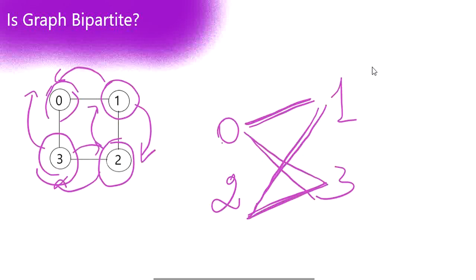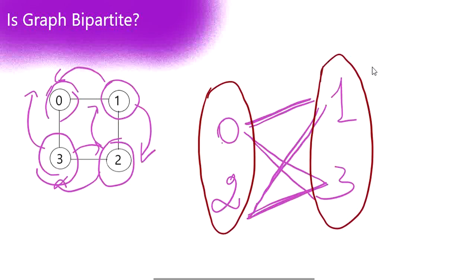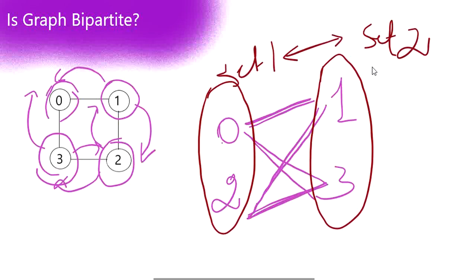In this case, if you observe, 0 and 2 form a set and 1 and 3 form another set. Nodes from set 1 are connected only to set 2, and nodes from set 2 are connected to set 1. But the nodes present within a set are not interlinked or connected. So this is called bipartite.